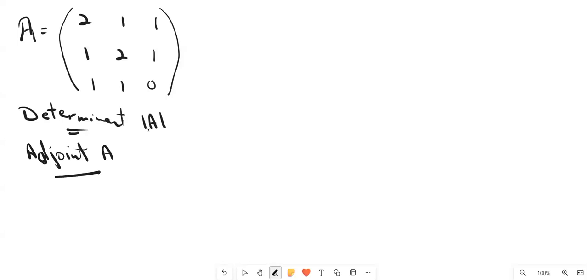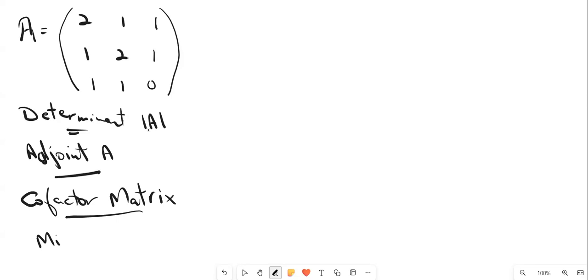For you to get the adjoint, you have to get something called the cofactor matrix in the first place, right? You have to get the cofactor matrix. And then before you get this, you have to get what you call the minor matrix. Some books say the matrix of minors. Right? So you have all of these things. So let's start with one at a time. Right? Let's start with this one.